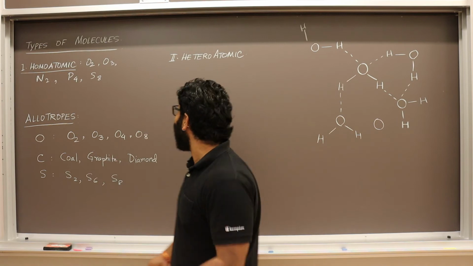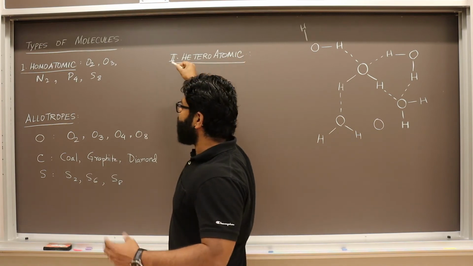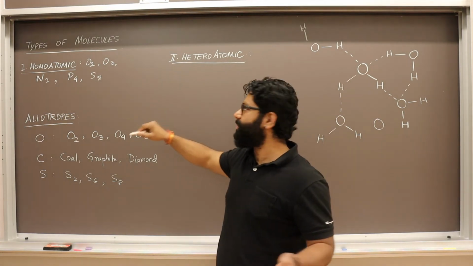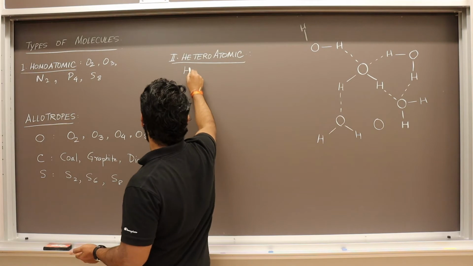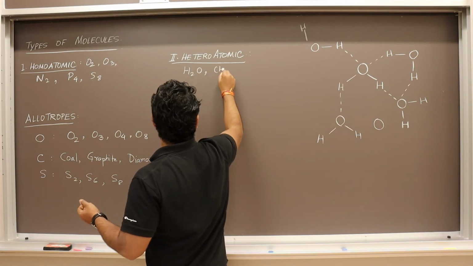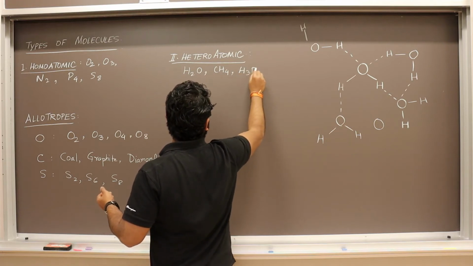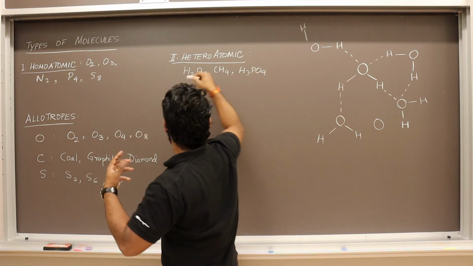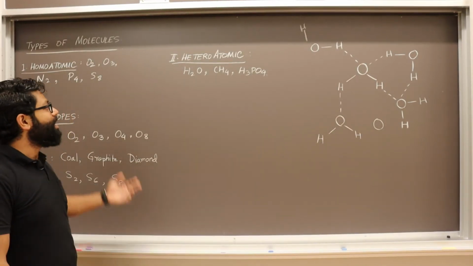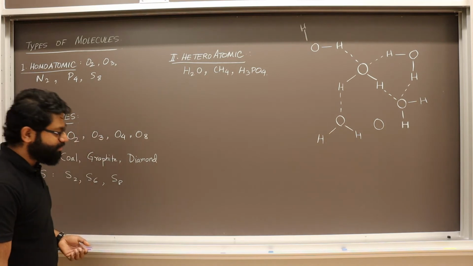What's the reverse of that? Heteroatomic, right? It's extremely simple. So if a molecule is made up of two or more kinds of atoms, it becomes heteroatomic, like H2O, CH4, H3PO4, and things like that. So it's really simple. Homoatomic made up of same kinds of atoms, and heteroatomic made up of two or more different kinds of atoms, right?